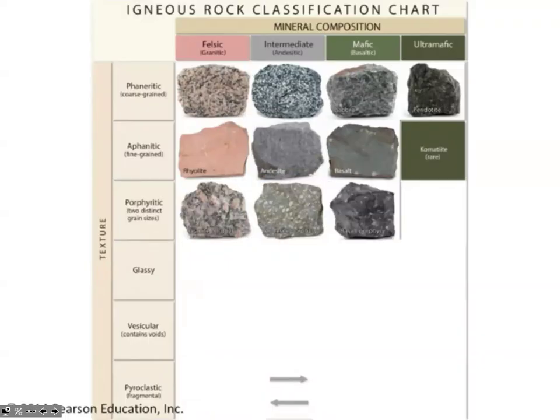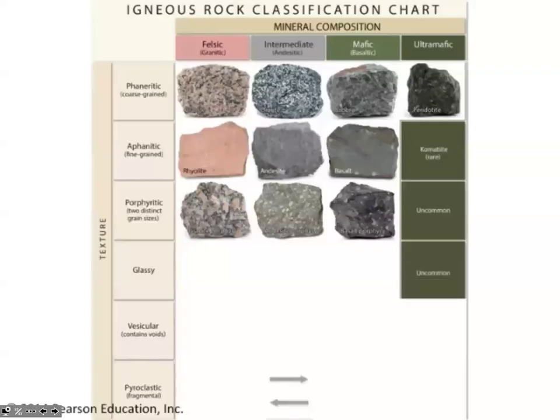There's no real good examples of ultramafic porphyritic rocks, so ultramafic in composition and porphyritic in texture. So we're going to just go ahead and put uncommon there. And in fact, let's just go ahead and continue uncommon all the way down to the bottom of the chart. We don't really need to pay any more attention to the ultramafic rocks in this chart.